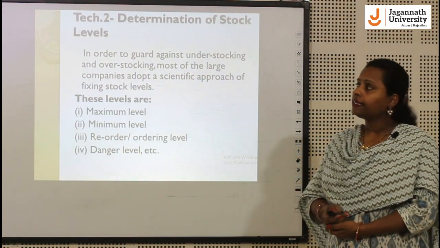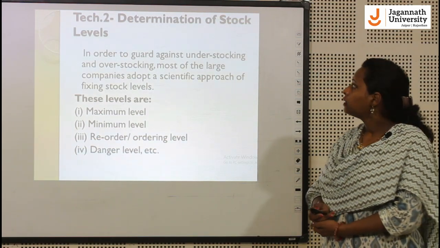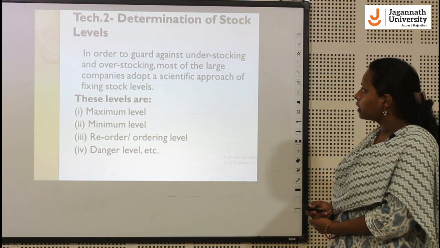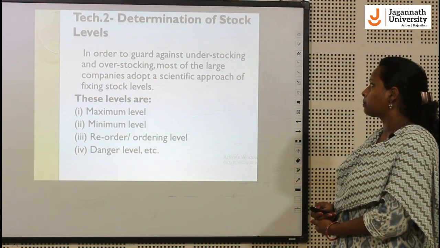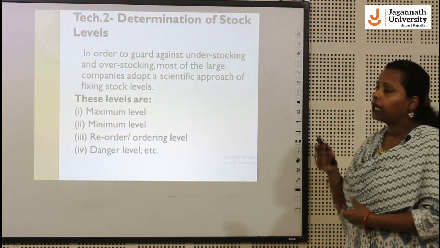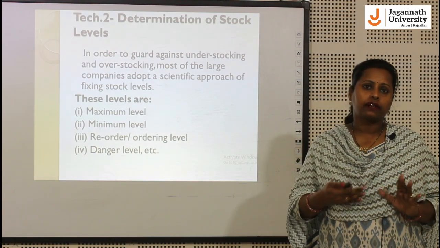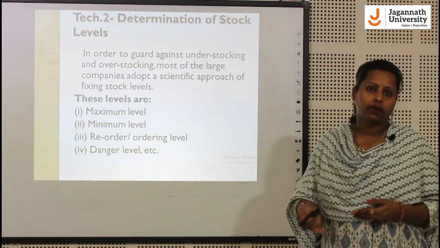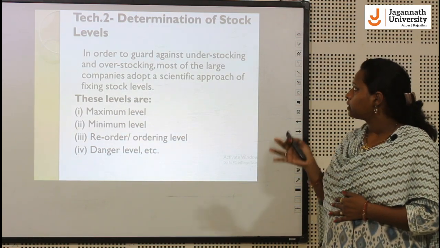Now, the second technique is determination of stock level in order to guard against understocking and overstocking. Most of the large companies adopt a scientific approach of fixing stock levels. As we all know, understocking means we required 500 units, and we are having 300 units only in the raw material section. So this is known as understocking.